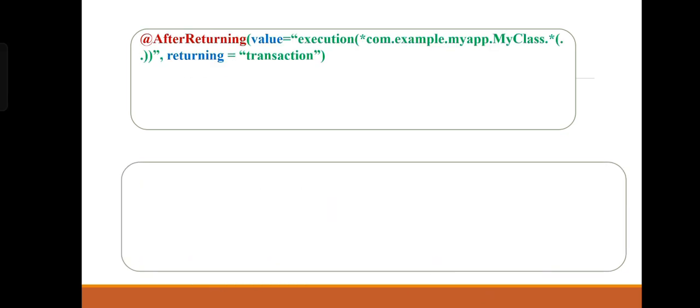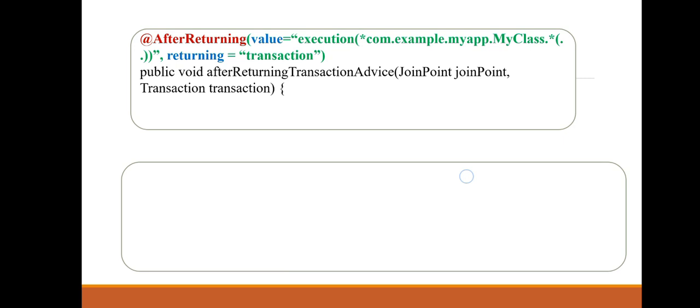Next, @AfterReturning. This will be executing if the method is returning something successfully. Here we have value equal to the respective pointcut expression, and also one more thing called returning. Inside this returning we are passing the value as transaction. For example, here it is returning the transaction object. Then the actual advice method, afterReturningTransactionAdvice, has parameters called joinPoint and then one more parameter called transaction. This is the returning object. Here also we can log, and since we have access to the transaction object, here we are printing transaction.getId.